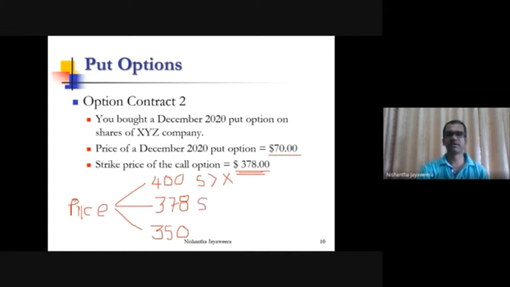Now, at this instance, what do you do? When the spot price is exactly the same as the strike price, now what do you do?